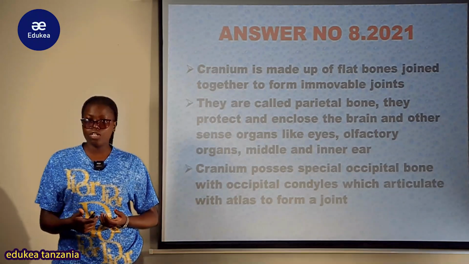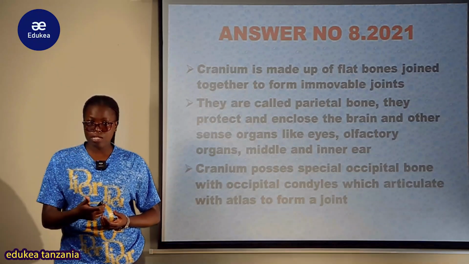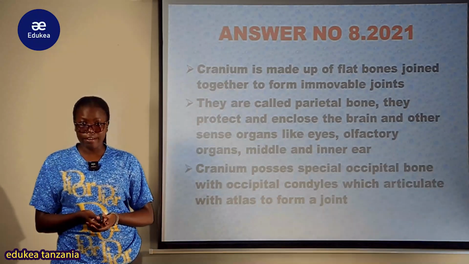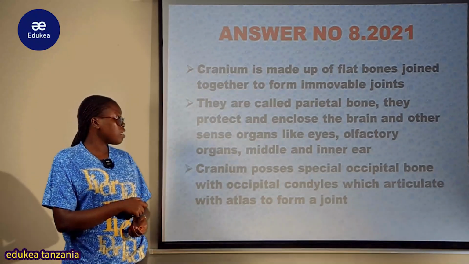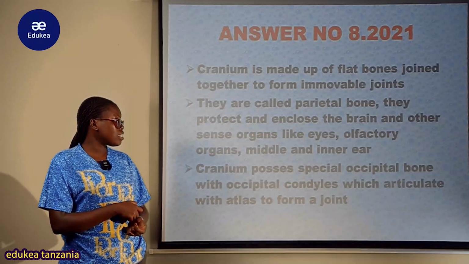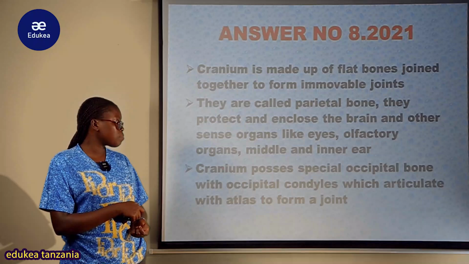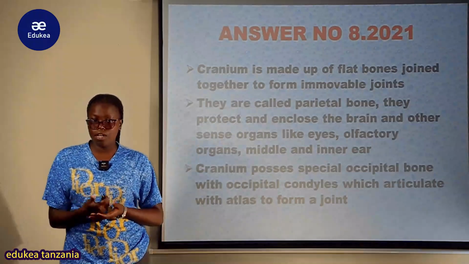Kwa ina allow the direction or the movement in one part. So these are the fixed joint ambazo zina allow the direction in only one direction. So they are called parietal bone. They protect and they close the brain and sense organ like eyes, olfactory organs, middle and inner ear. Mpaka hapo tunapata pointi ya kwanza.